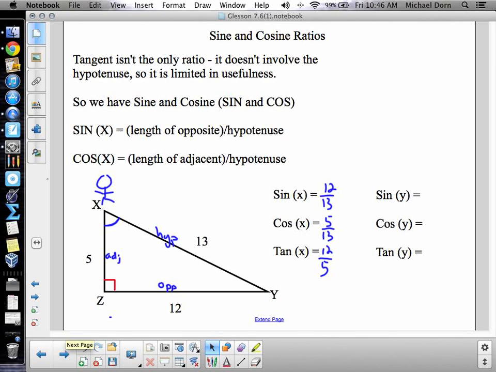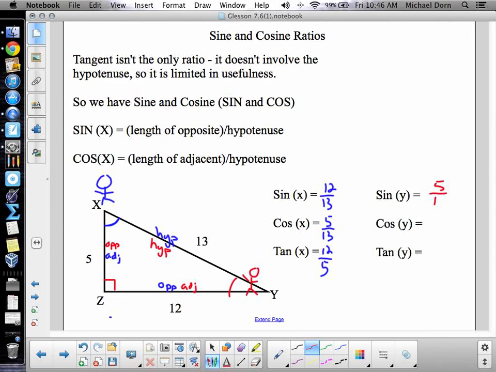What if we switch to angle y? Now which side is the opposite? Okay. Now which side is the adjacent? And now which side is hypotenuse? Same hypotenuse. Okay, so opposite and adjacent switched because we switched our perspective, but the hypotenuse did not. So now the sine of y would be what ratio? Sine is opposite over hypotenuse, 5 over 13. And the cosine of y would be 12 over 13. And the tangent of y would be 5 over 12.